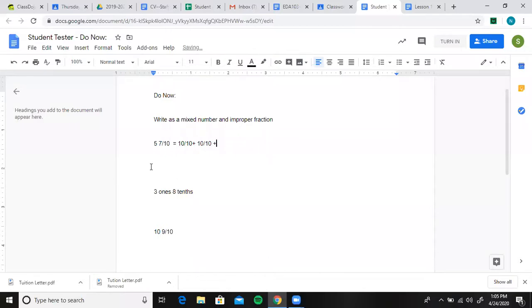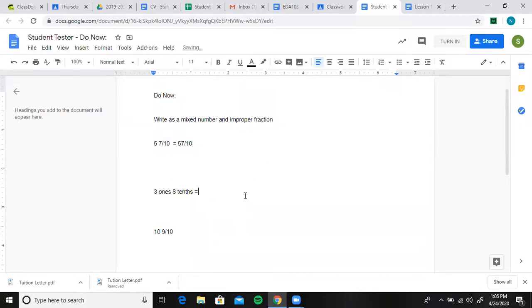10 tenths, 10 tenths, 10 tenths, and 10 tenths. I know that I have that 5 times. And then I have 7 tenths. I know that's going to give me 57 tenths. So you can just write this as 57 tenths. So this one you need to write as 3 ones and 8 tenths.